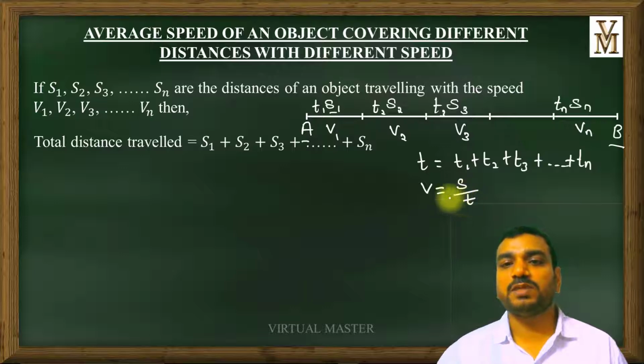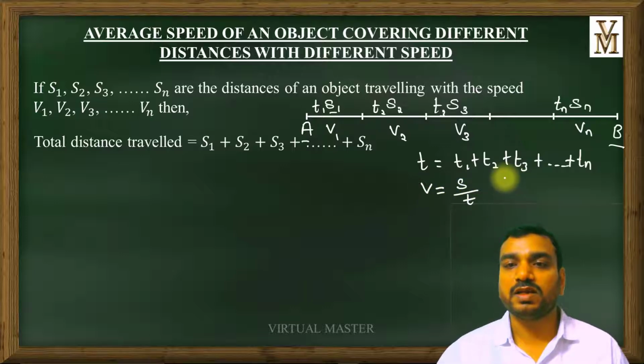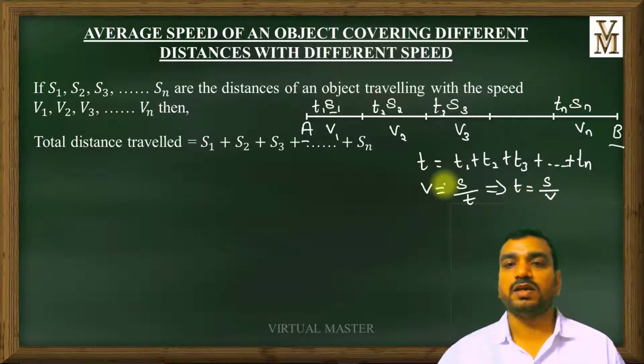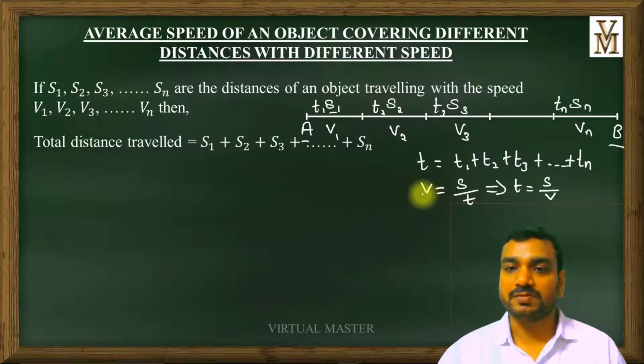Now if I cross multiply V and T, what am I going to get? T will be equal to S divided by V. What I am doing is cross multiplying V and T. So if I cross multiply V and T, I am going to get T equals S by V, where S is the total distance traveled by the object, V is the average speed of the object.